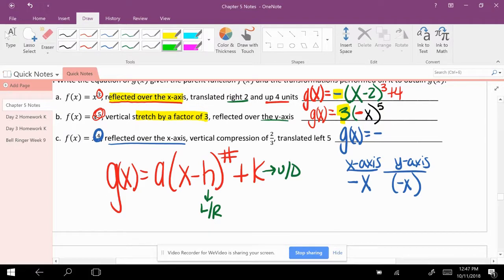Now compressed by 2/3. Remember, that just means the number all the way out in front. So that guy right here. And then left 5. Would that be a plus or a minus 5 inside the parentheses? If I'm going left 5. Yeah, plus 5. And then don't forget your 4th power. This is the hardest part of this one, but you guys did this last chapter, but instead of a 4, you had a 2. Like last chapter, all you had was a 2 here. That's the difference. Okay, but it's 4 now.